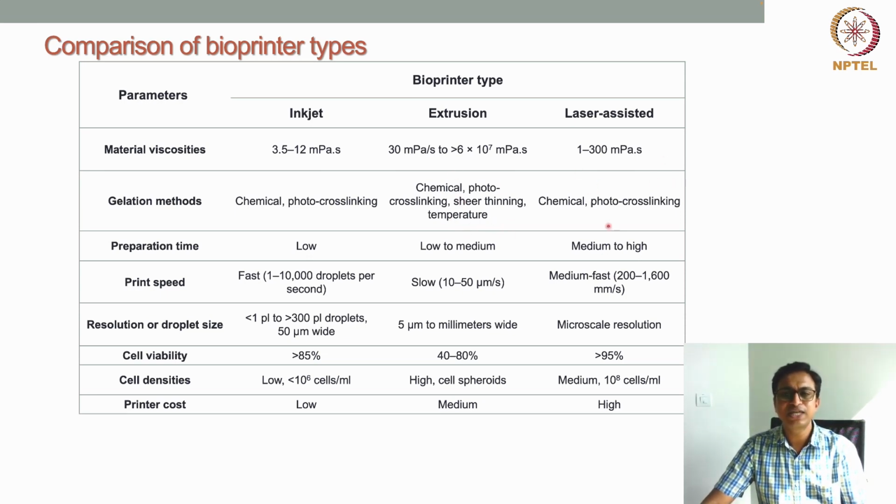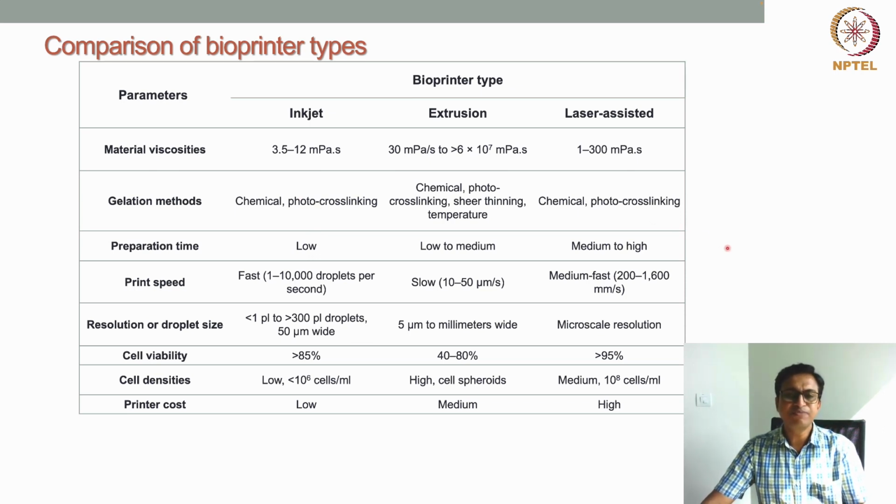Similarly, for laser-assisted bioprinting, either chemical or photo cross-linking is possible. In inkjet and laser-assisted, please note that because it's a nozzle-free approach, we don't have the advantage of using a shear thinning material in both these cases. But we can use chemical cross-linking or photo cross-linking for laser-assisted bioprinting and also for inkjet-based bioprinting. So this is for gelation methods. We can use these different types of cross-linking mechanisms, and now you have a clear idea of which bioprinting technology can use what kind of gelation methods.